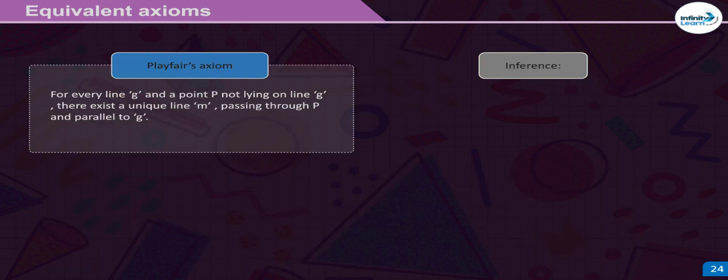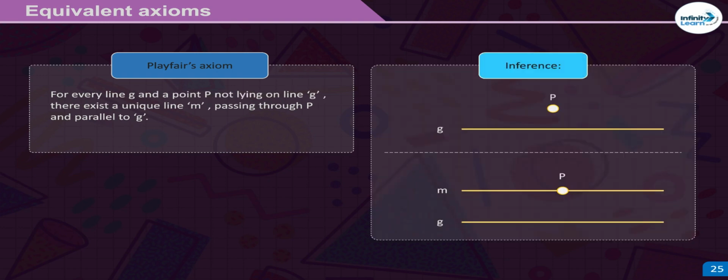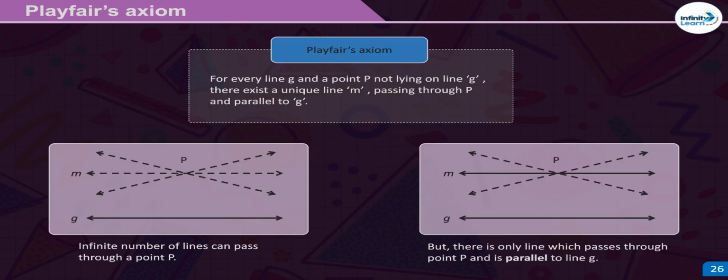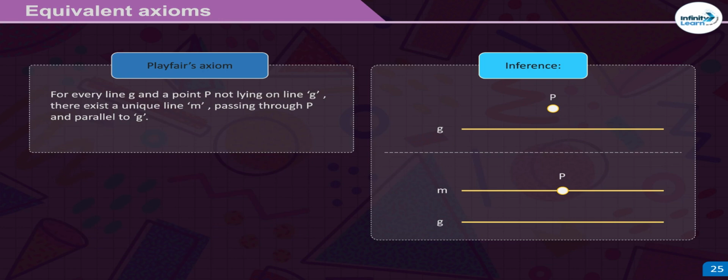Okay. Now, what is Playfair's axiom? For every line G, this is the line G, and a point P which is not lying on G, मतलब एक line G है और एक point है P जो G पे नहीं आता है, there exists a line M passing through P and parallel to G. So what is the meaning of this?